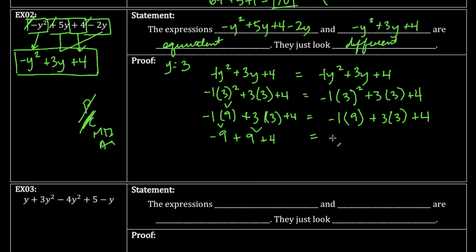Negative times a positive is a negative 9. A positive times a positive is a positive 9 plus 4. Oh, and see, we can already see this. So negative 9 plus 9 will give me 0 plus 4. And the same thing over here. 0 plus 4. I end up with 4 equals 4.